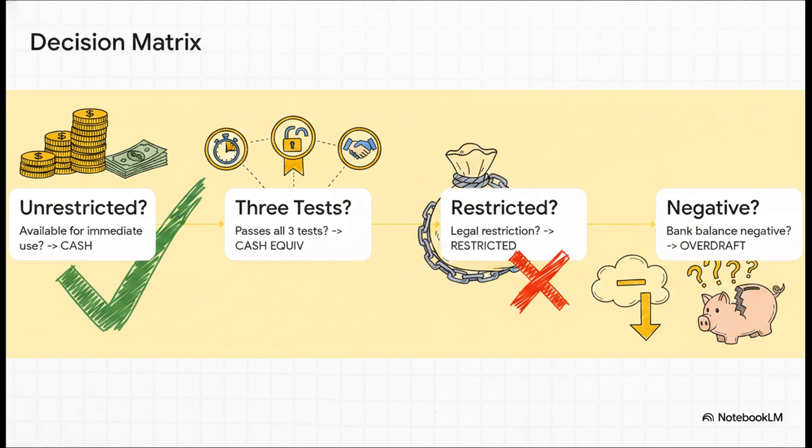Question 1, is it available for immediate unrestricted use? If yes, it's cash. If no, move to 2. Does it pass the 3 sequential tests we just covered? If yes, cash equivalent. If no, move to 3. Is there a legal or contractual restriction? Yes, restricted cash. And finally, 4, is the bank balance negative? If yes, it's a bank overdraft. Stop at the first yes, and boom, you have your precise GAAP classification.